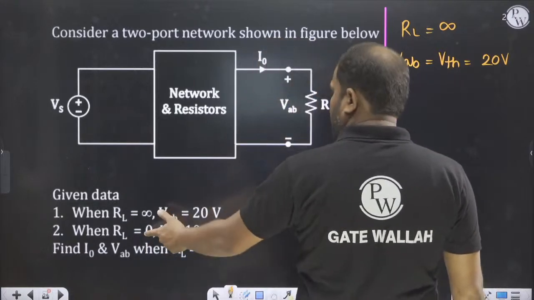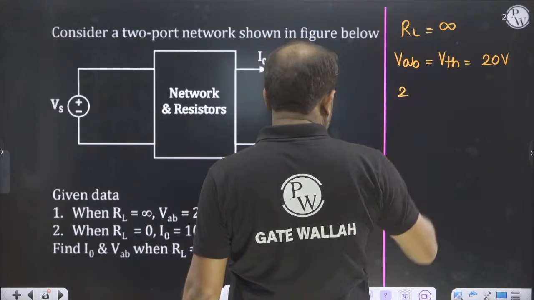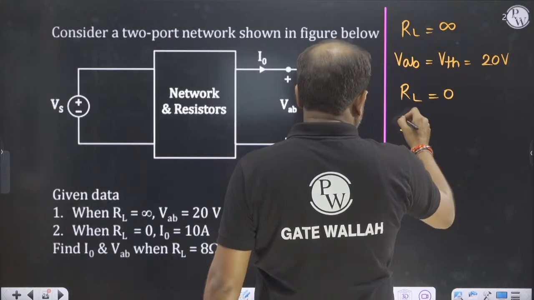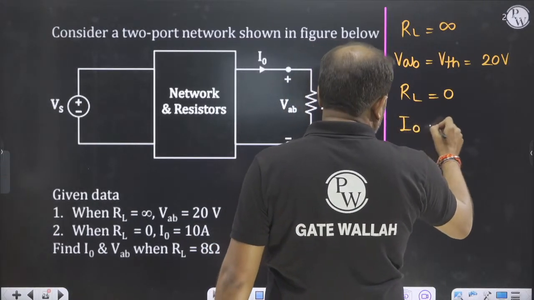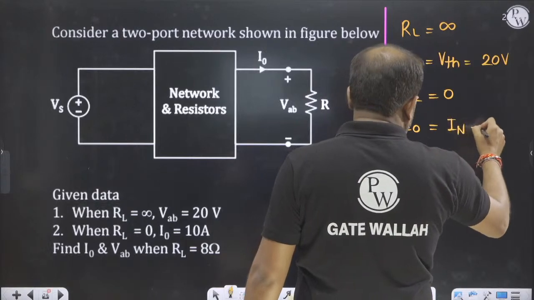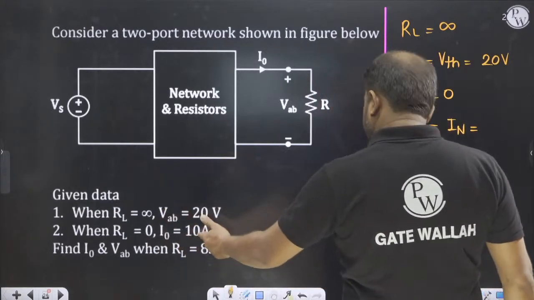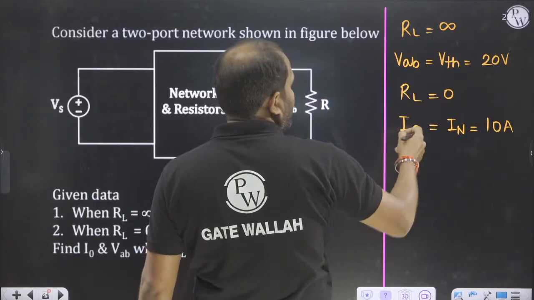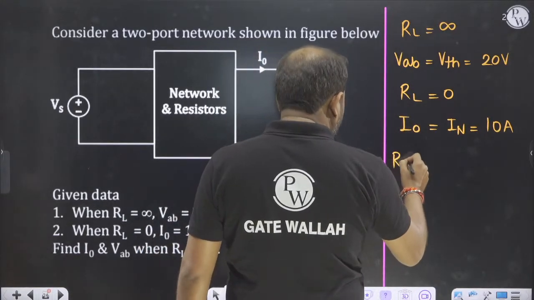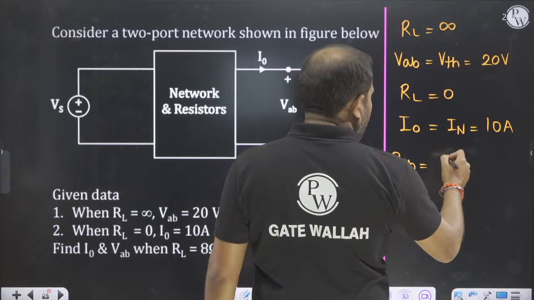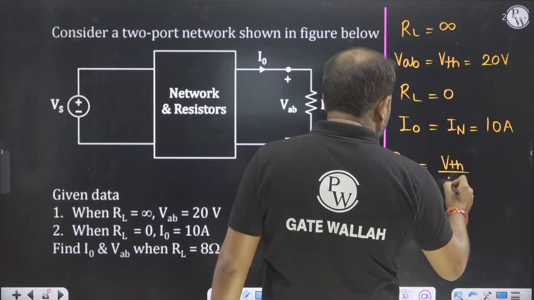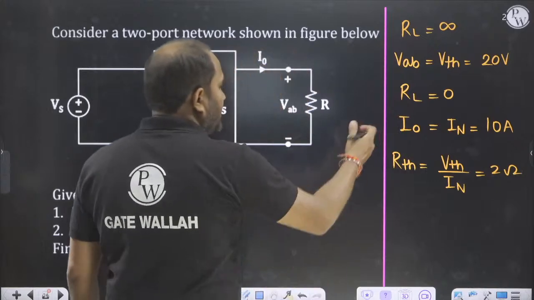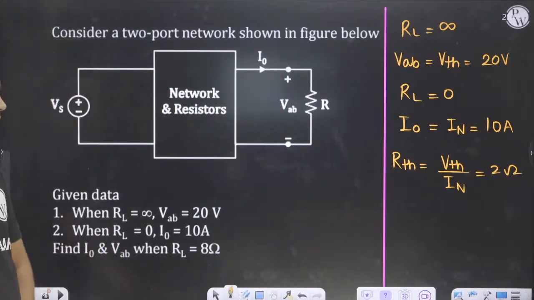RL is equal to 0 means load is 0, short circuit. Then I naught will be equal to IN, the Norton current. Norton current is 10 ampere. Okay. So Vth and Norton current we know. So we have to find out RTh. RTh is nothing but Vth upon IN. So it will be 2 ohm. So Vth, RTh and IN we have found out.